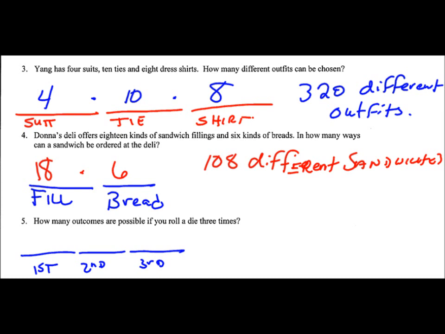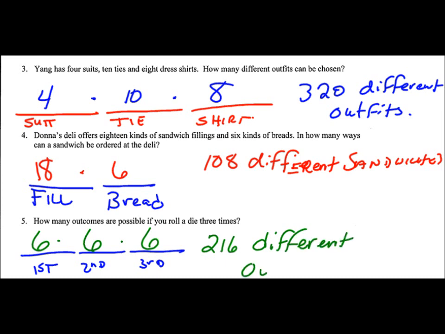Now, number 5, how many outcomes are possible if you roll a die 3 times? Well, you pick it up, you roll it. How many different things can happen the first time? It looks to me like there's 6. You could get a 1, 2, 3, 4, 5, or 6. Second time, you could get a 1, 2, 3, 4, 5, or 6. And the third time, 1, 2, 3, 4, 5, or 6. Multiply them together, you could get 216 different outcomes.